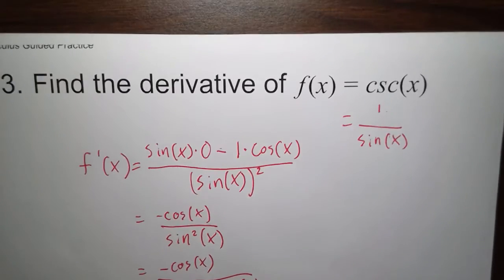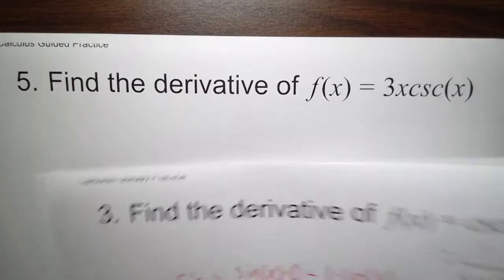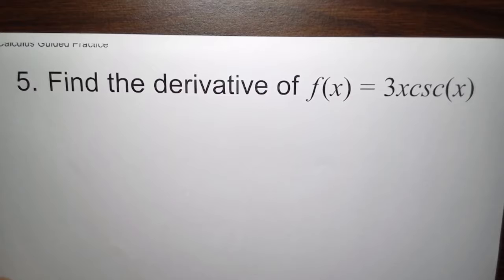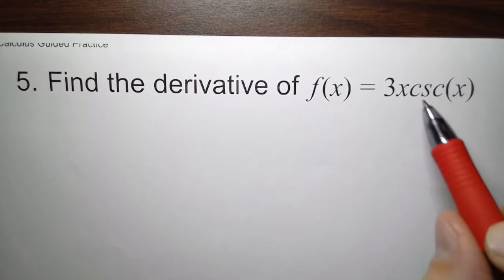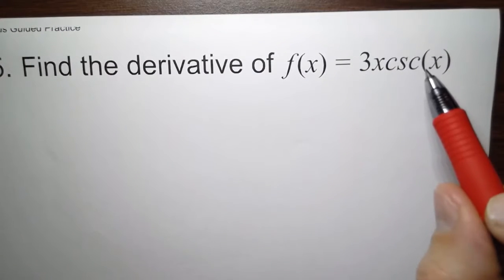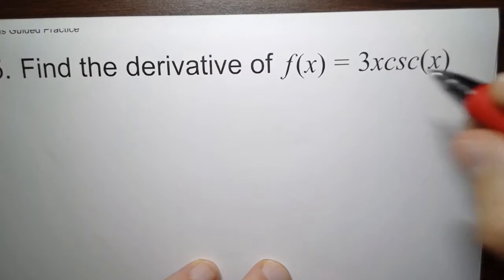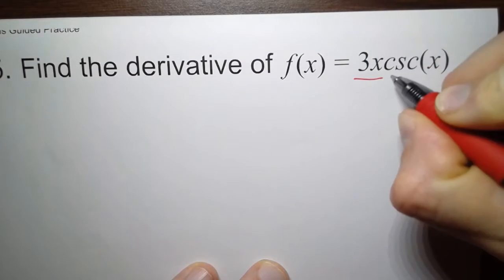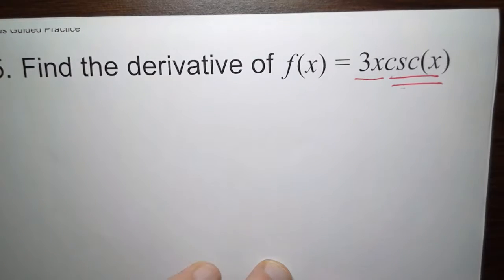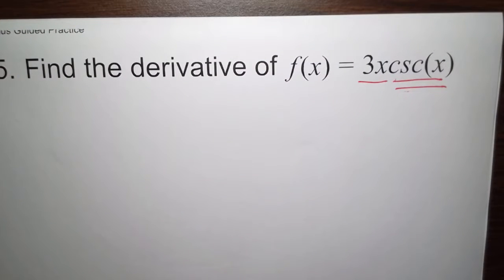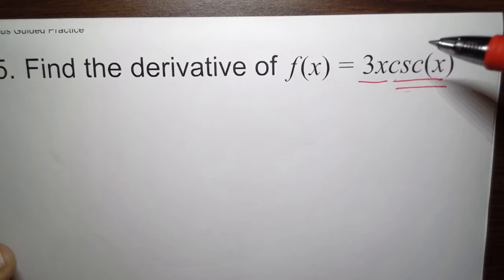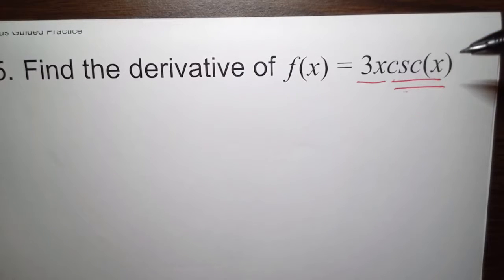Now, 2 more examples really quick. We've gone through the 4 trig functions that aren't sine and cosine, and so we now have their derivatives. And so here we've got this problem, 3x times cosecant x. Now this is a product rule problem, because this is one function and cosecant of x is a separate function. And so since we know now the derivative of cosecant, we can treat this as a product rule.